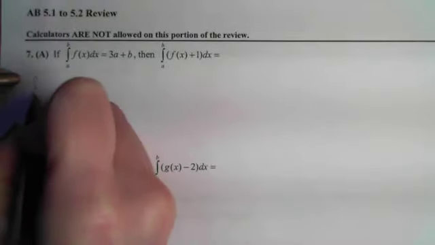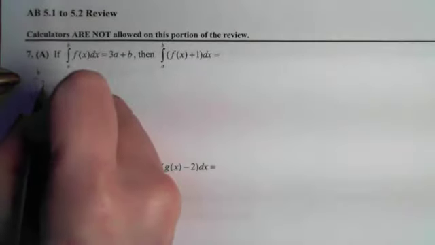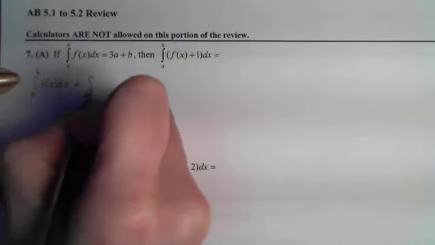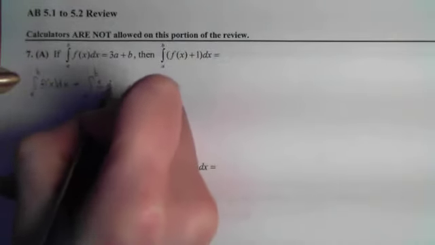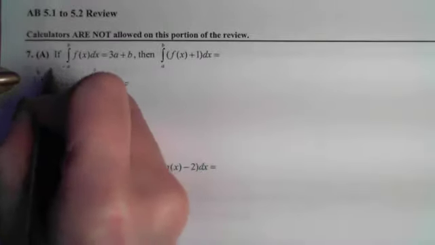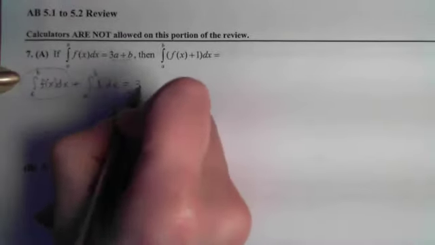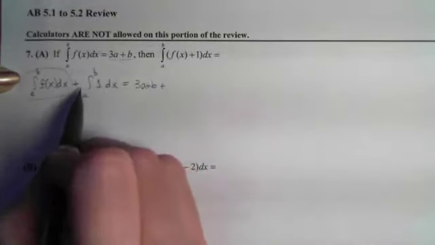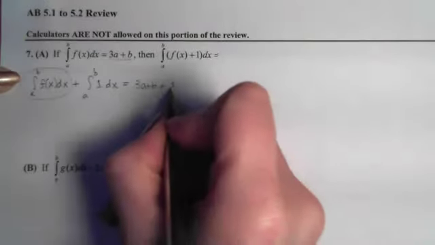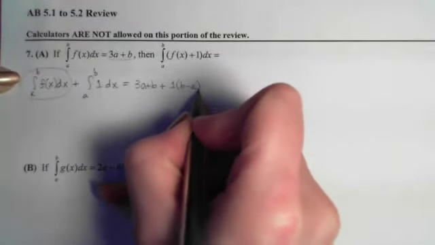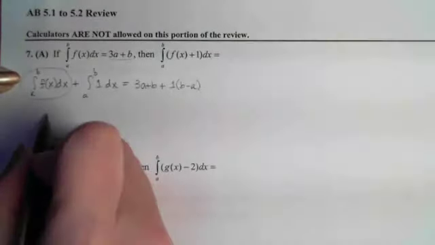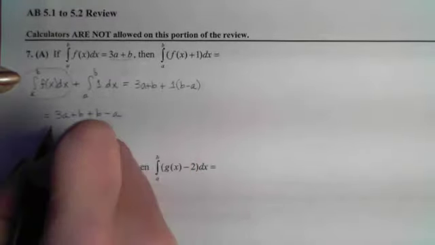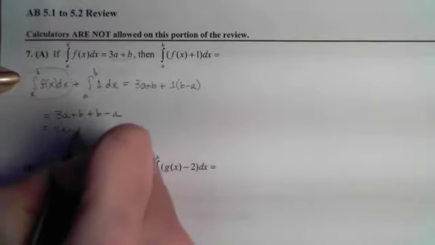We can rewrite this, a to the b of f of x plus 1, as the accumulation from a to b of f plus the accumulation from a to b of 1. We know that this is going to be 3a plus b. And we know from our rule of constants that the integral of a constant is simply the constant times the upper limit minus the lower limit. So if I finish that up and combine like terms, I will get 2a plus 2b.